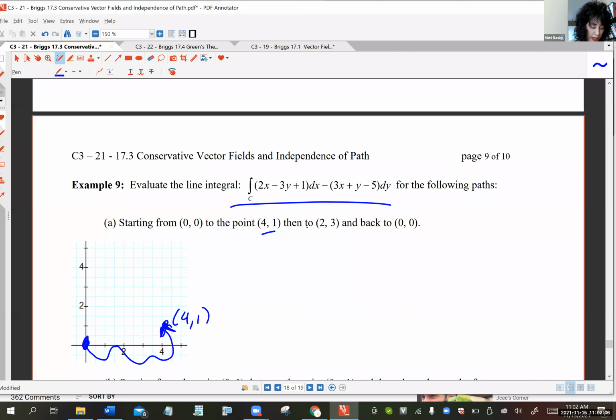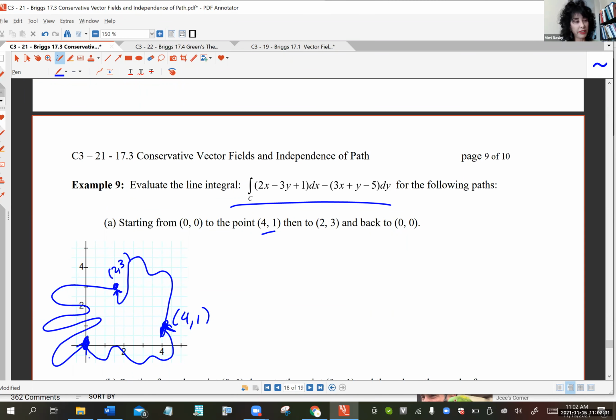And then from (4, 1), we're going to go to the point (2, 3). The point (2, 3) is right here. But they didn't tell us a straight line, so I'm just going to go to the point (2, 3) a weird way. And then back to the point (0, 0). This is a closed curve. There's no way I even want to try to parameterize it because they didn't give us enough information to parameterize.